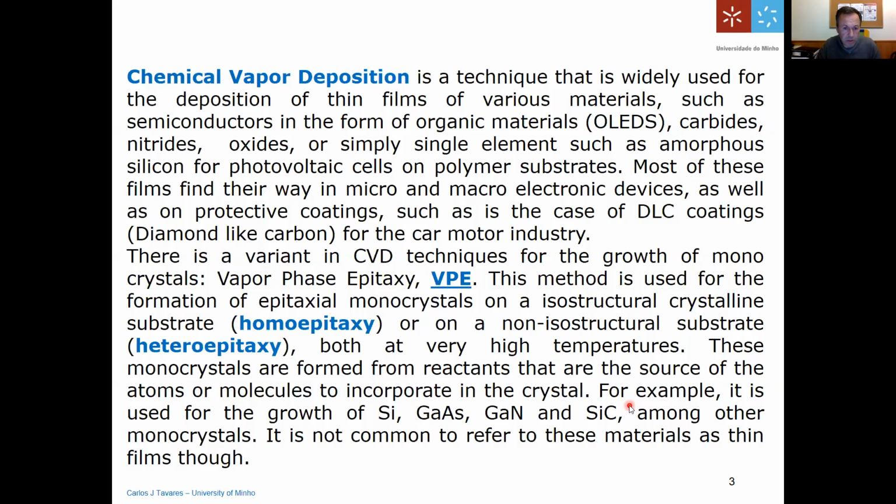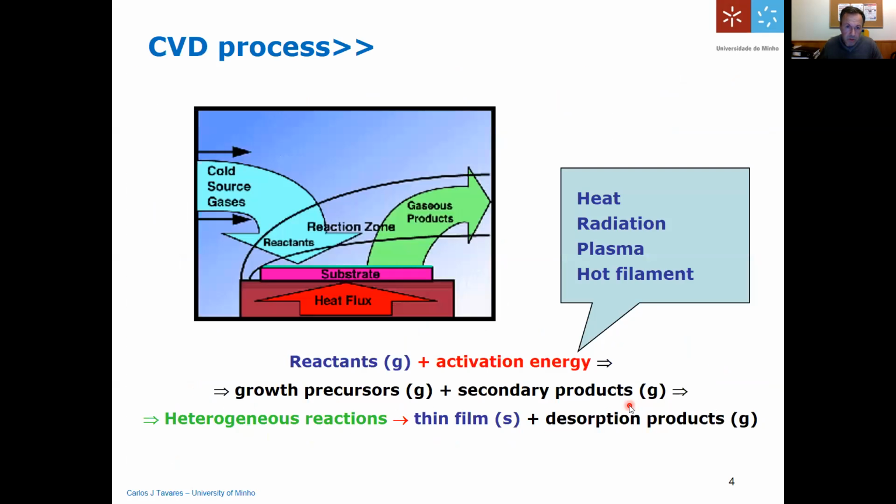So these monocrystals are formed from reactants that are the source of the atoms or molecules to incorporate into the crystal. So you also need these kind of precursors. For example, it is used for the growth of silicon, gallium arsenide, gallium nitride, and silicon carbide, among other types of monocrystals. It is not common to refer to these materials as thin films because they are large monocrystals. So let's look at the CVD process, okay, in general.